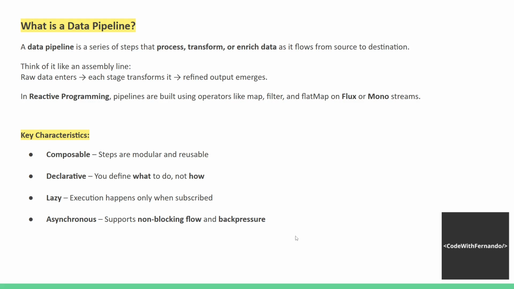So this is really important to understand. What is a data pipeline? A data pipeline is a series of steps that process, transform, or enrich data. A series that flows from a source to a destination. Okay, let's think of it like an assembly line. Raw data enters, each stage transforms it, refined output emerges. In reactive programming, pipelines are built using operators like map, filter, and flatMap on Flux and Mono streams.